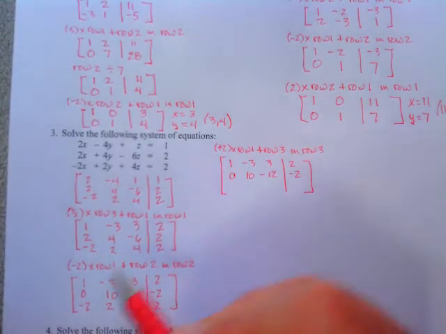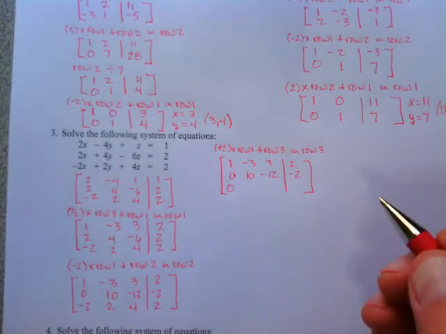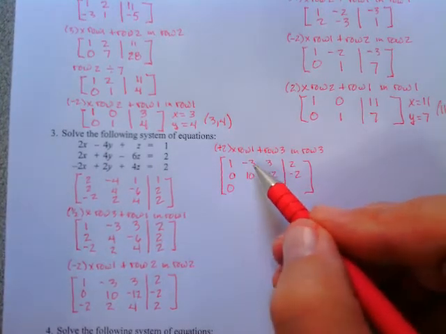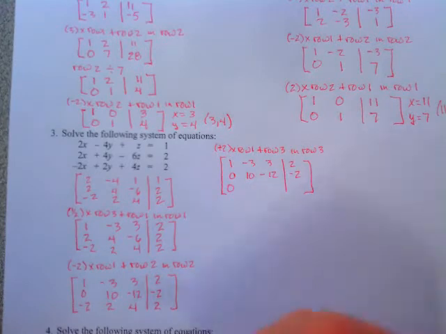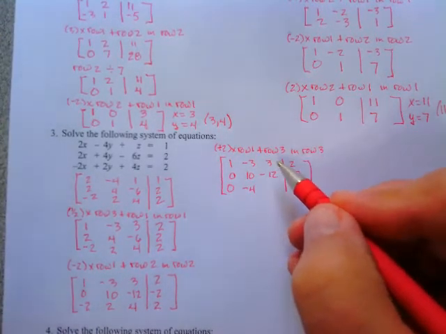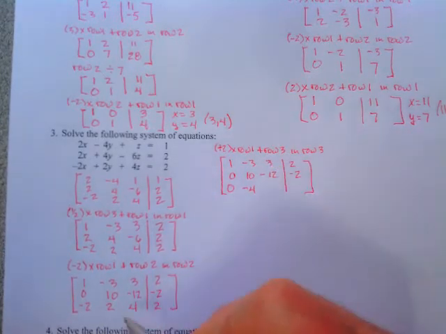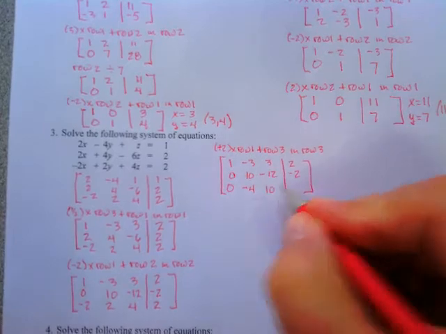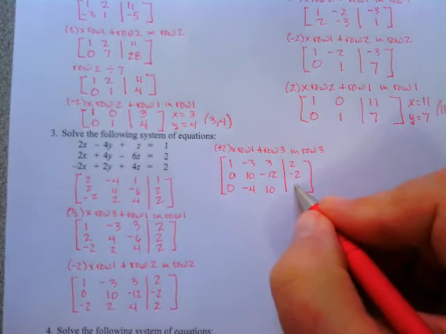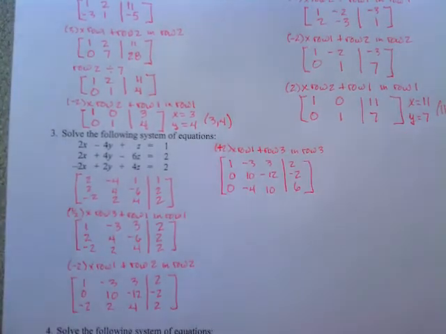Positive 2 times 1, so 2, negative 2, that gives me a 0. And then I have 2 times negative 6, and 2 gives me negative 4. And then 2 times 3, that's 6. 6 and the 4, that gives me 10. 2 times the 2 is 4. 4 and the 2, that gives me 6. So this was a positive 2 in this case.